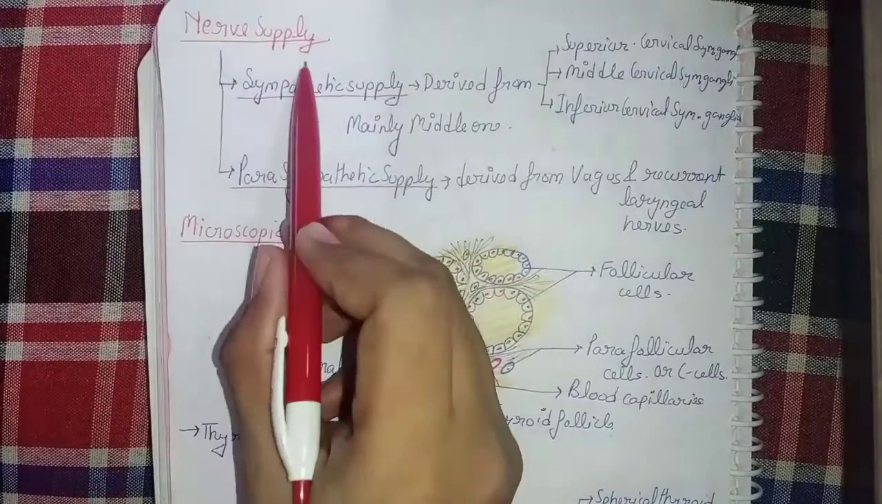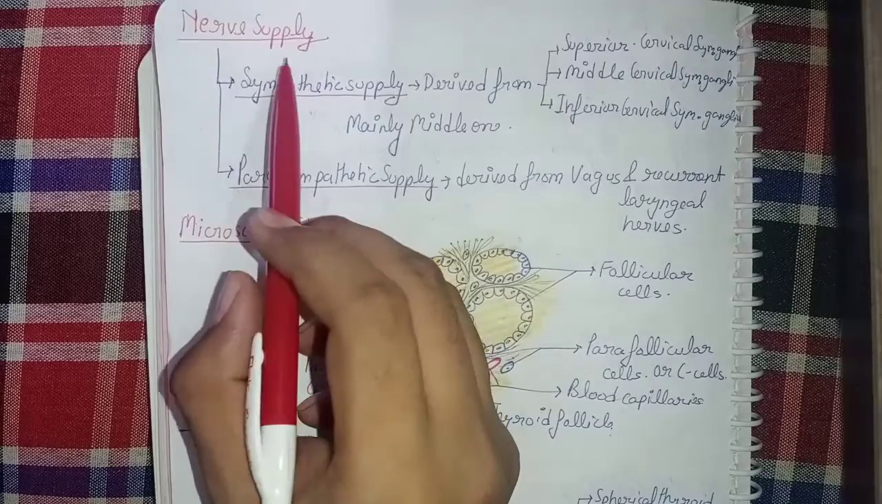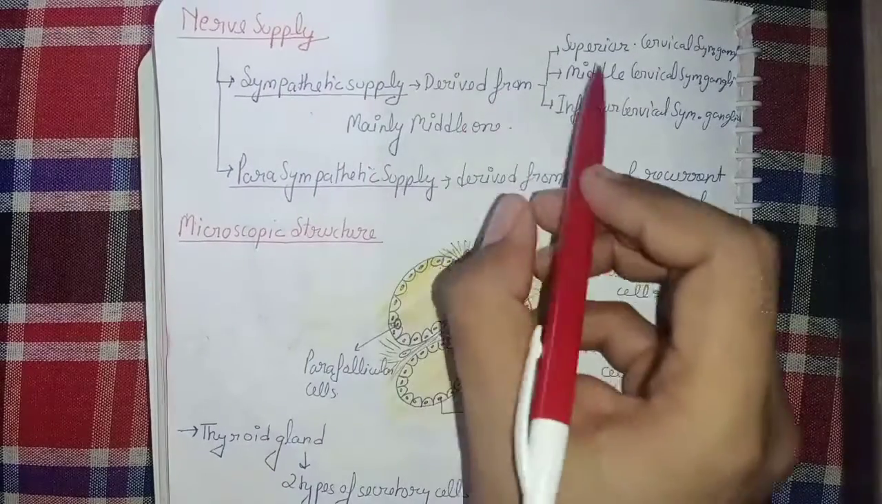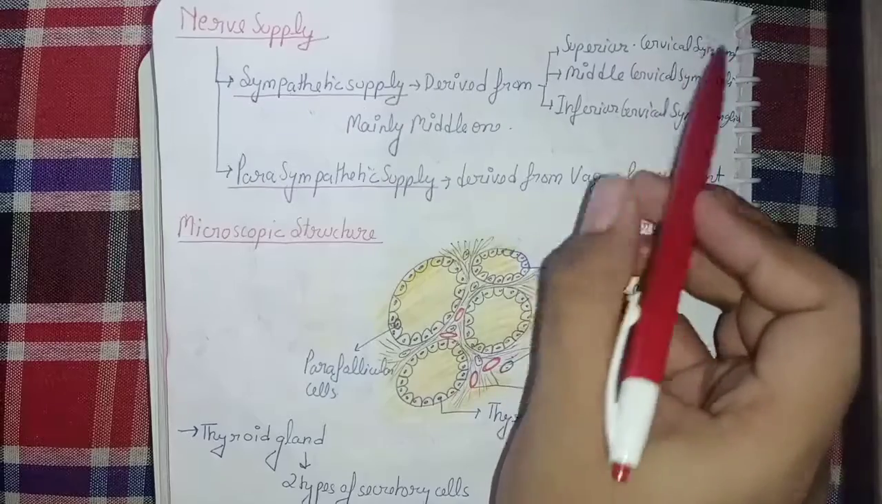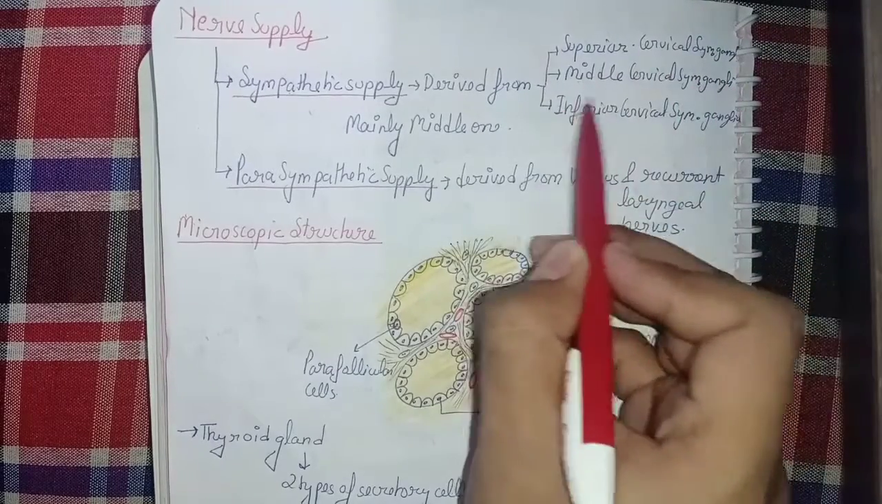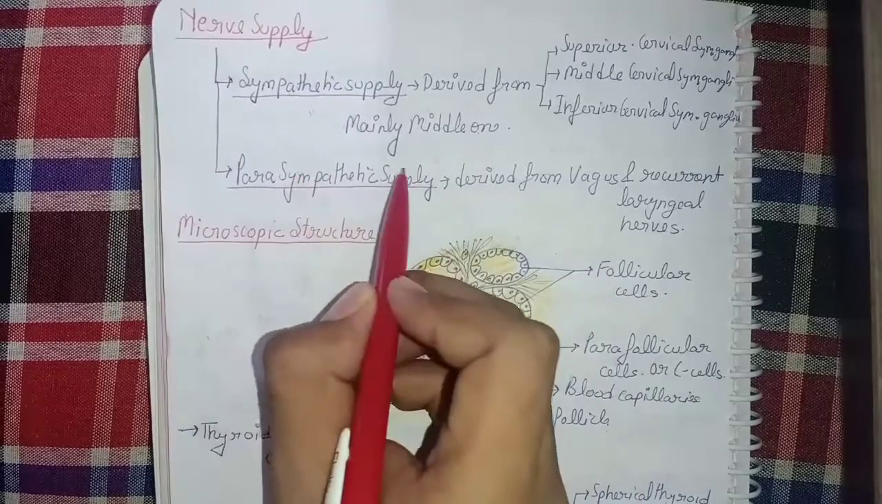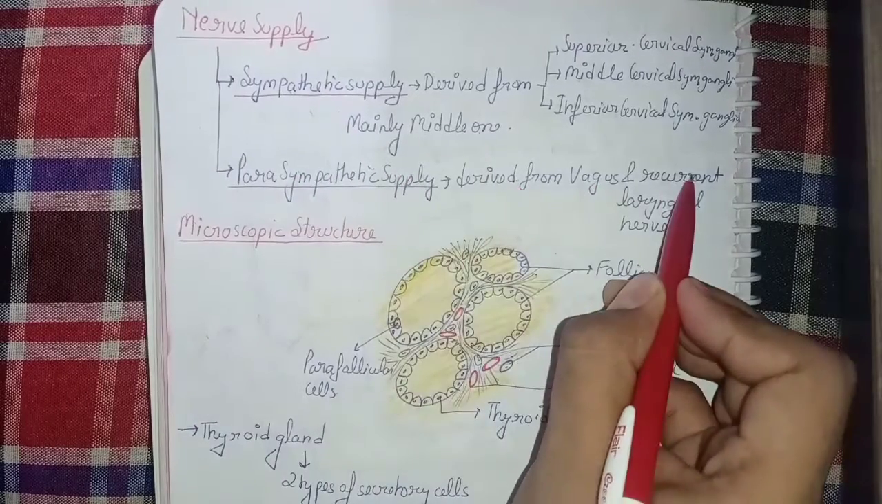Now coming to nerve supply of the thyroid gland. The nerve supply of the thyroid gland is through sympathetic supply and parasympathetic supply. Sympathetic supply is derived from the superior cervical sympathetic ganglion, middle cervical sympathetic ganglion, and inferior cervical sympathetic ganglion. Basically, sympathetic supply occurs by the middle one. Parasympathetic supply is derived from the vagus and recurrent laryngeal nerve.